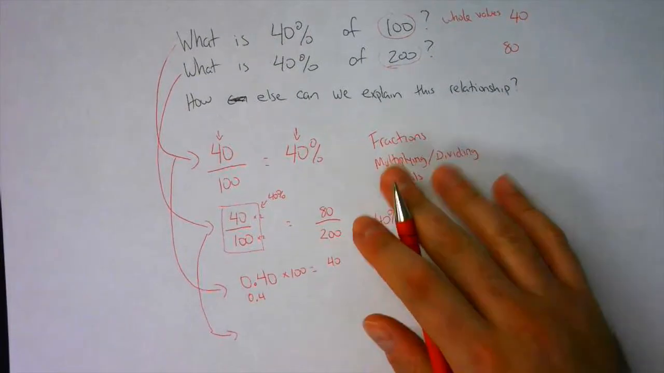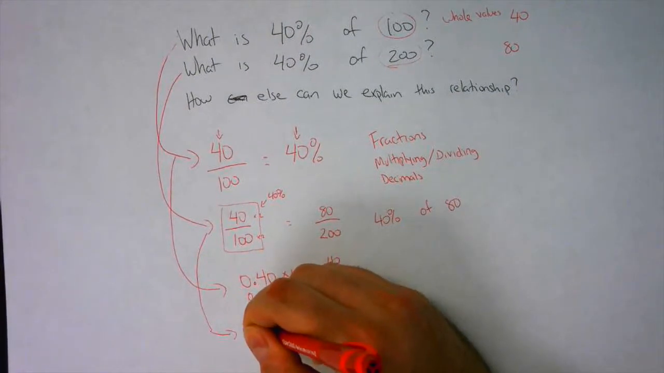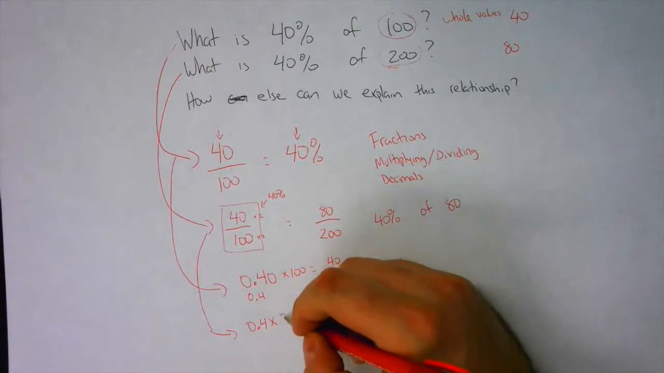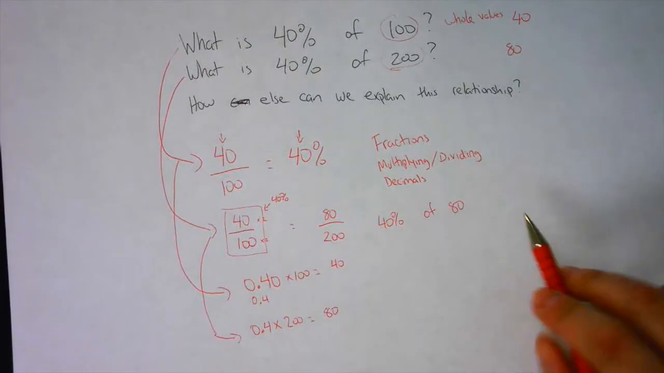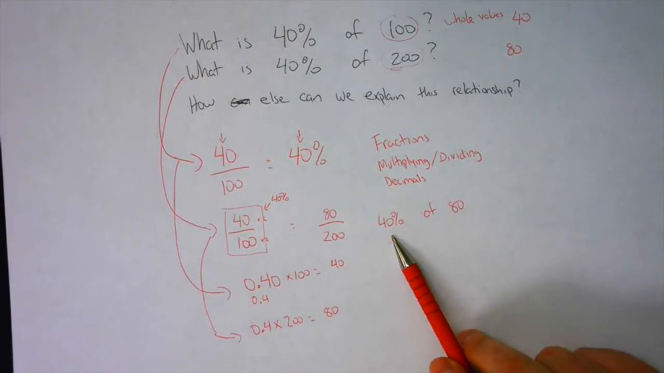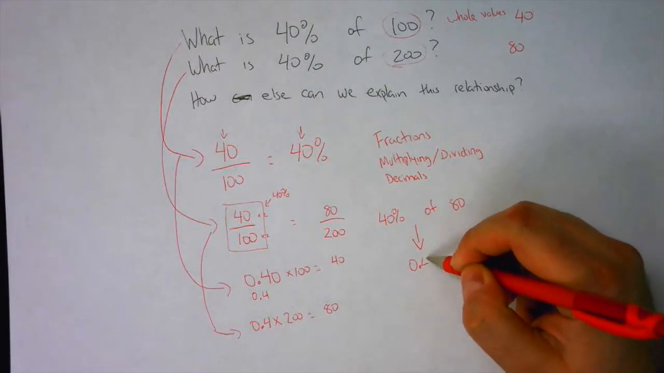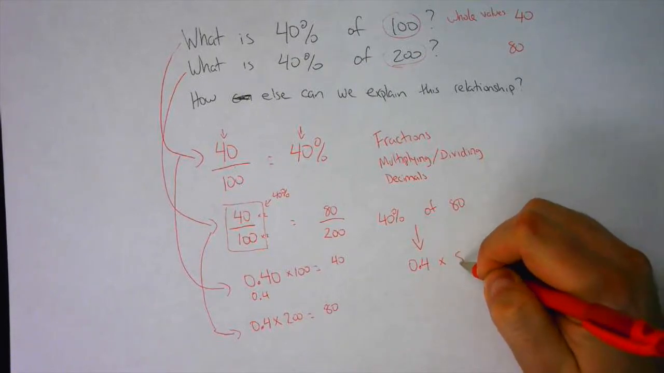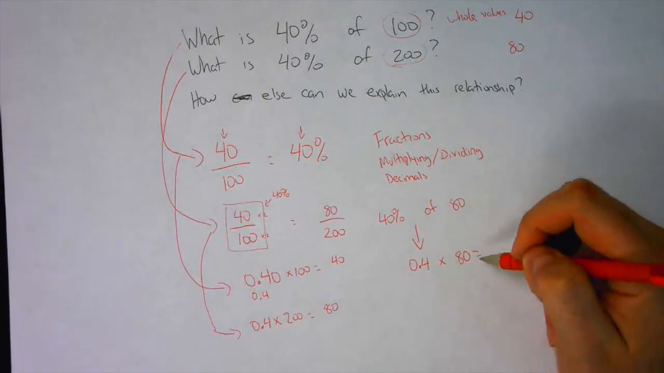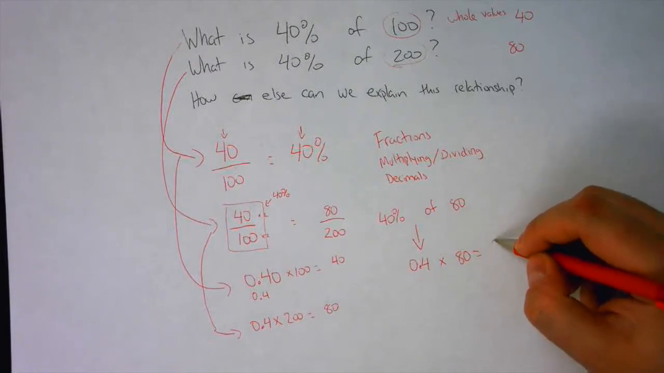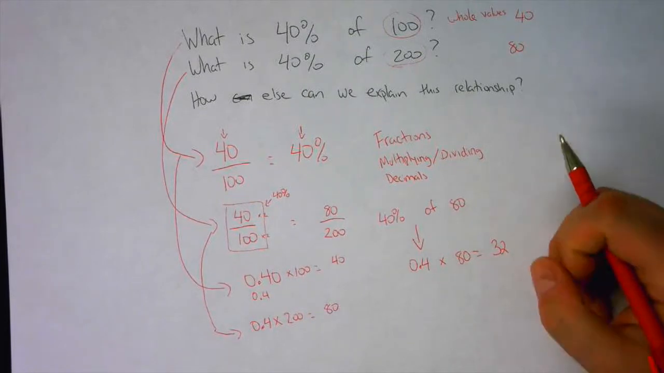You get it wrong, who cares? 0.4 times what? Times 200 will give you 80. So now if we do this one here, this random one that I just gave you, 0.4, multiply that by 80, the answer, if I'm correct, 32. That's my guess. I think it's 32.